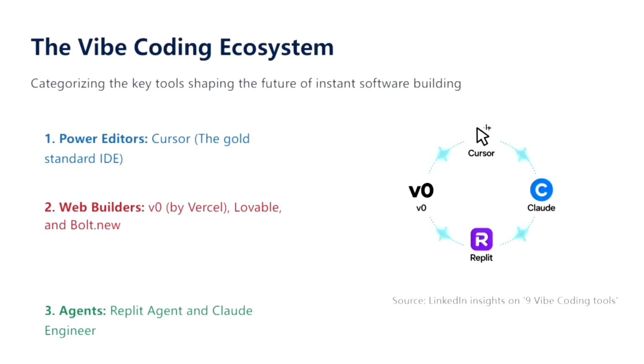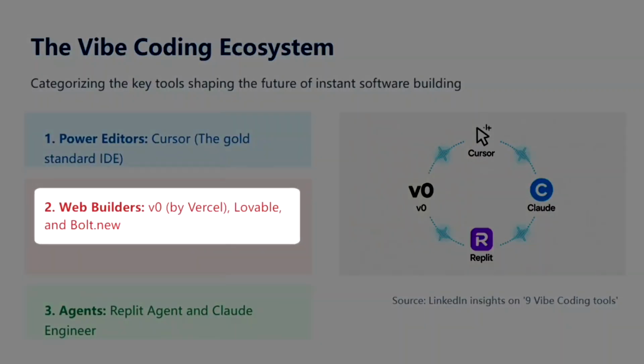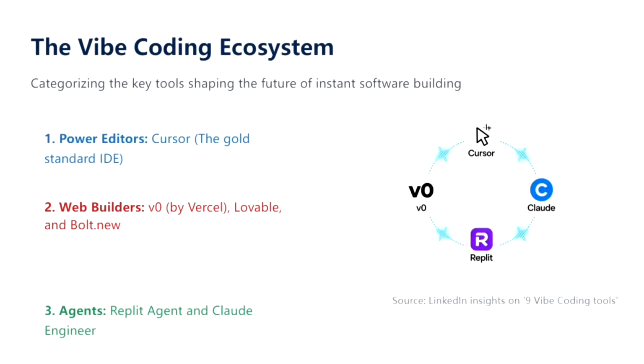allowing you to manipulate entire folders of code just by describing what you want. Next are the web builders like V0 by Vercel, Lovable, and Bolt.new. These are specialized for the web. They excel at that instant building we talked about on page 4, where you prompt a UI and see it rendered immediately in the browser.